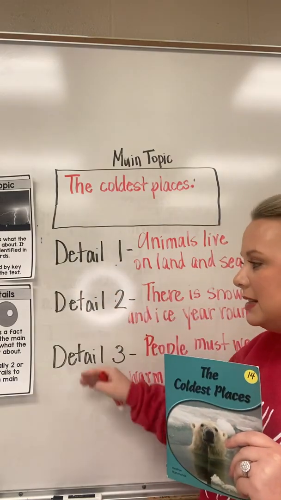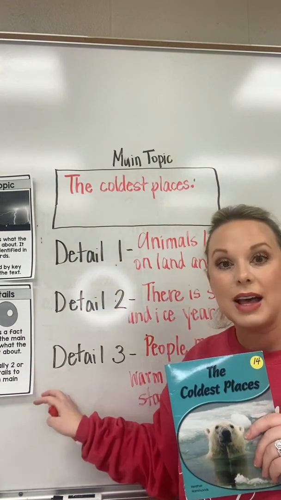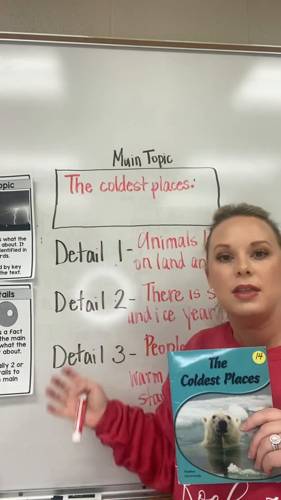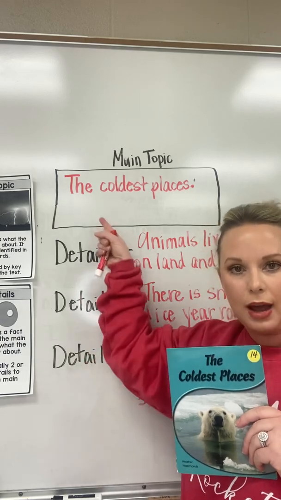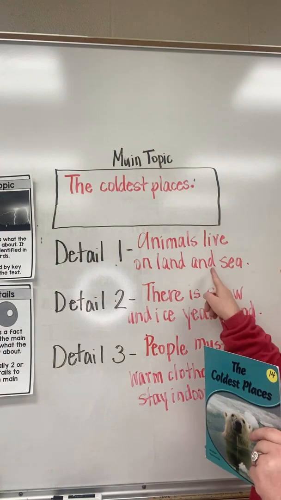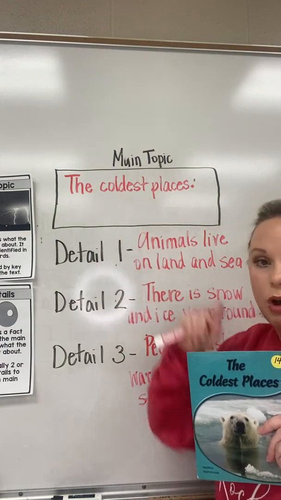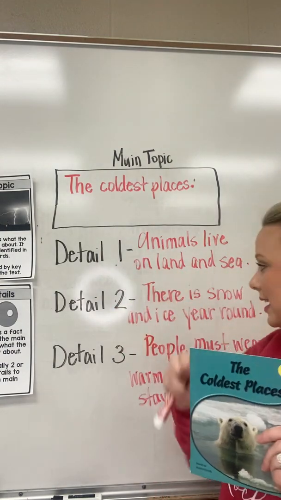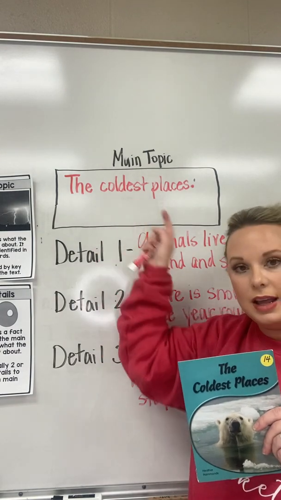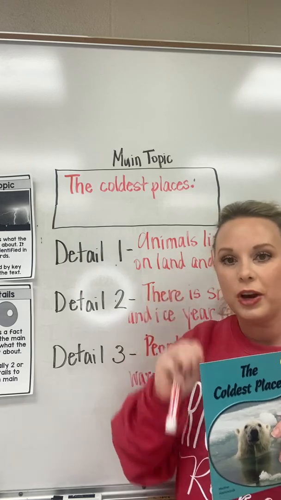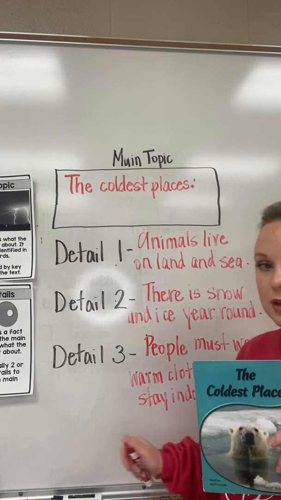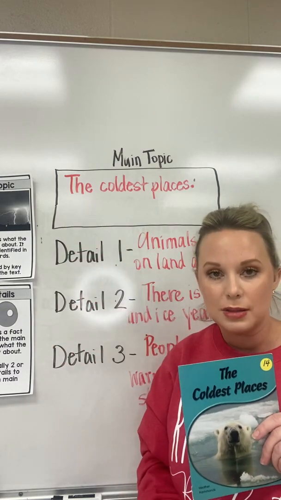Now, my three key details are those facts that support my main topic. Okay, they hold this main topic up. They give us specific information about the topic. My first detail was that animals live on land and sea in the coldest places. My second detail is that there is snow and ice year-round in the coldest places. And my third key detail is that people must wear warm clothes and stay indoors in the coldest places.